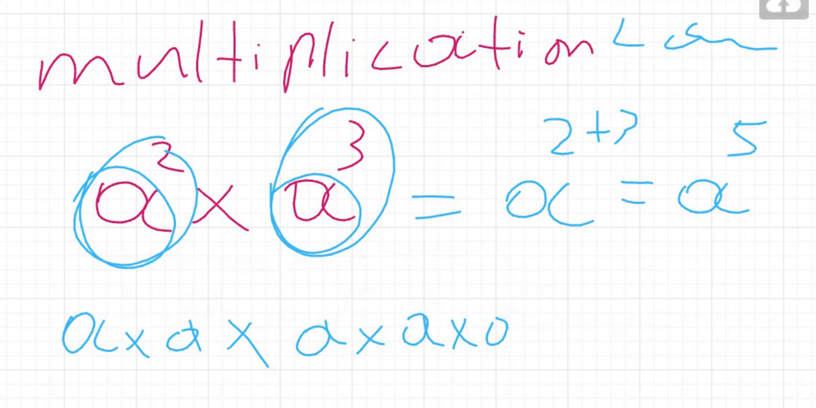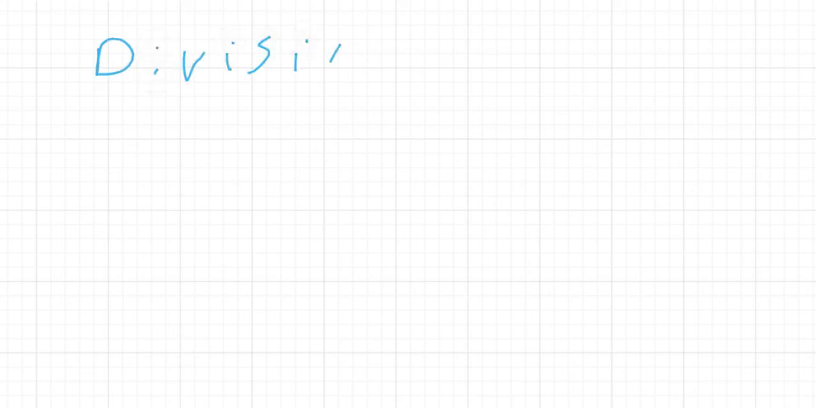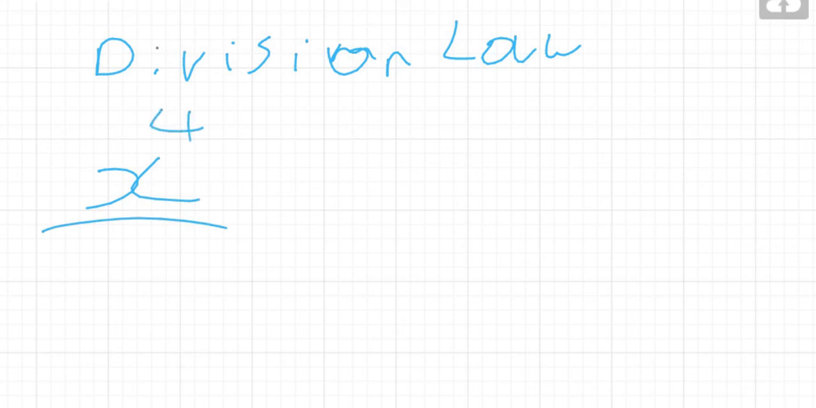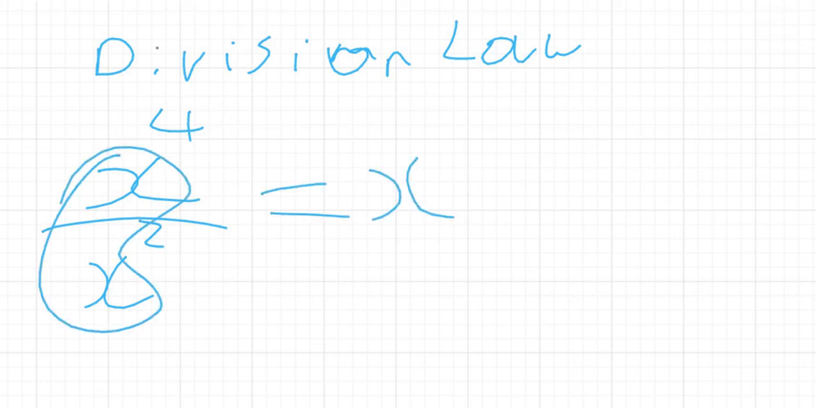So let's look at the other law. This other law is called the division law. It's somewhat similar to the multiplication law, but there's a big difference. The division law says if I'm dividing 2 identical bases with different exponents, then I take one of the bases and I subtract the exponents. So this will give me x raised to the power of 2.